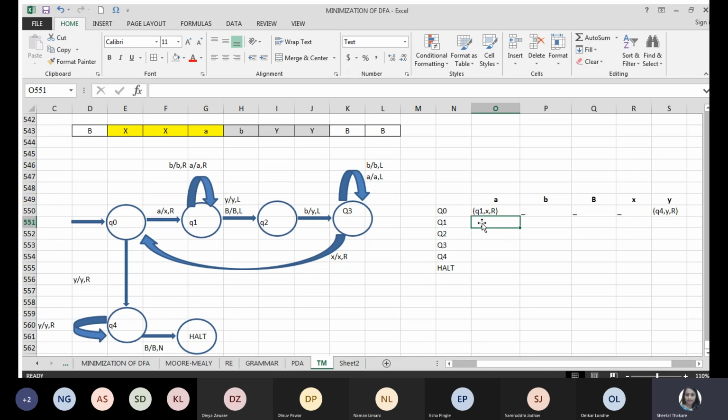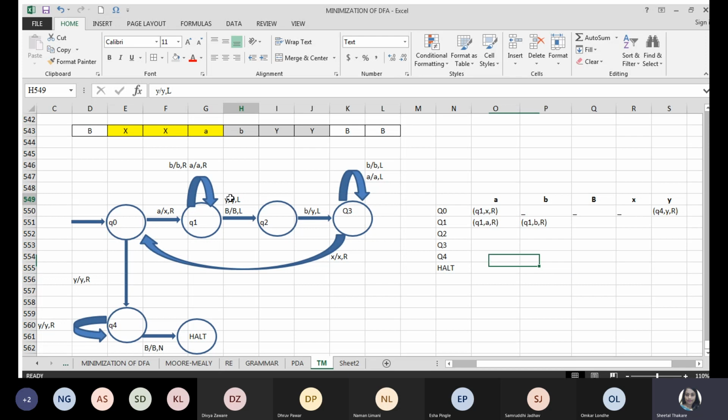Q1 when processing a stays in Q1. a is kept as it is. It's moving to R. How come? You have entered this data using this self loop. Q1 when processing a keeps it as it is, it moves to R. Same thing for symbol b. When it is processing b, b is kept as it is, it's moving to R.